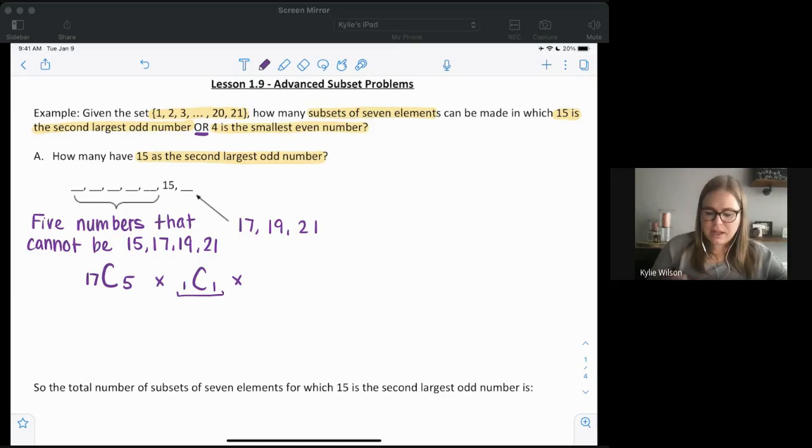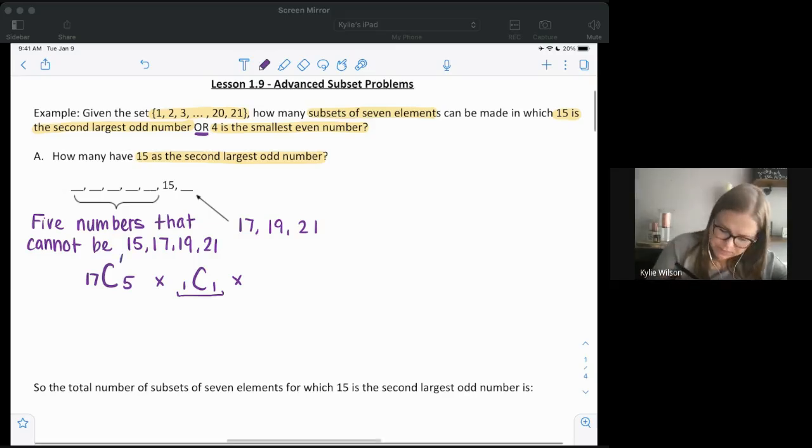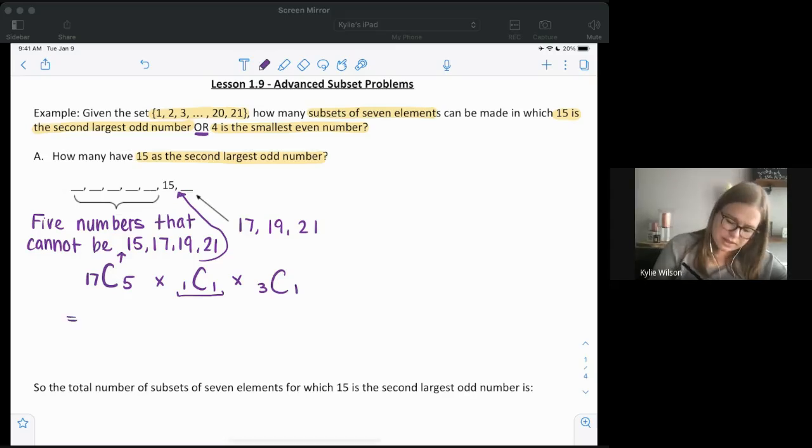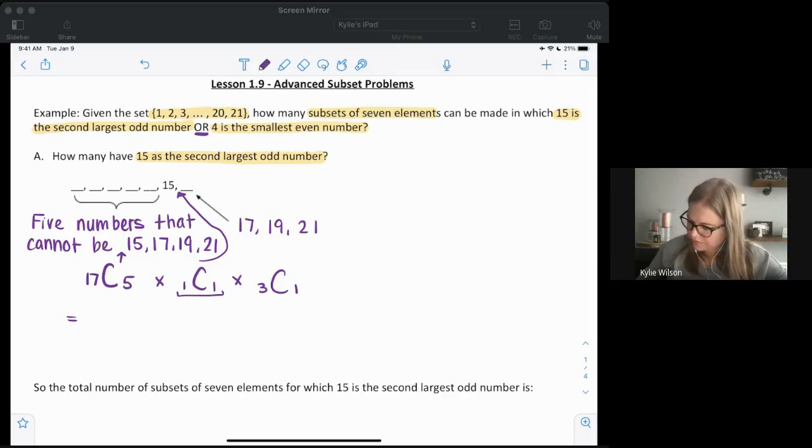Then that is for this part, that is for the 15. Then we need to figure out how many ways we could choose one of 17, 19, and 21. So there's 3 numbers there. We would like to select one of them. There we go. So now let's put this into our calculator. So 17 choose 5 is 6,188.